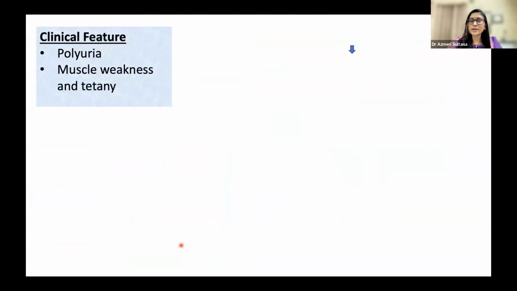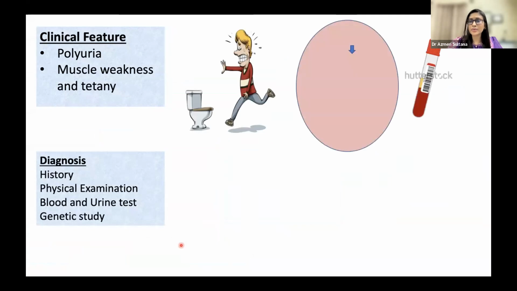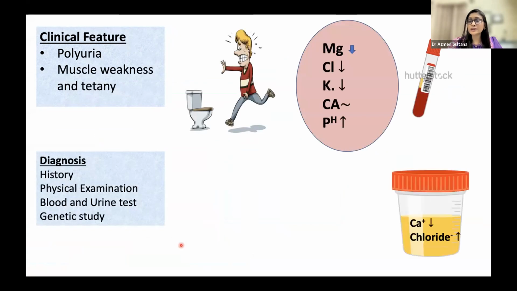So getting back to the patient scenario: in view of polyuria, tetany, and a history of consanguineous marriage, and her blood report showing hypomagnesemia, hypochloremia, and metabolic alkalosis, and urine showing decreased calcium, that is hypocalciuria, in view of these findings, we label this patient as Gitelman syndrome.